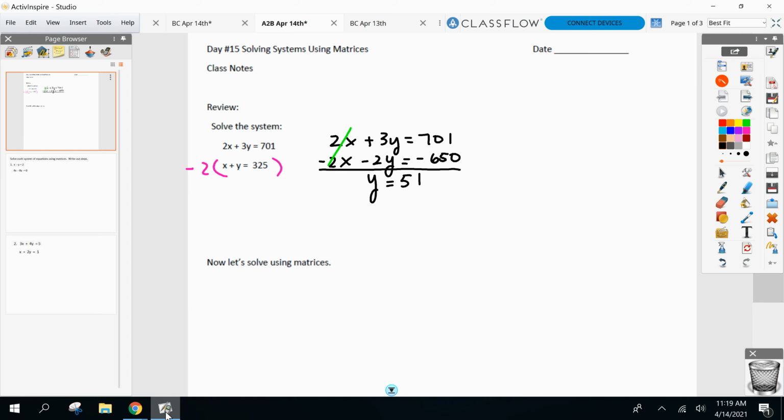Dan, how do I find the x value if I have y already? Oh, you would just plug it in to one of the equations. Yeah, probably plug it into the second one because that looks a little easier, right? So x plus 51 equals 325. And then everyone moves over the 51, and they get x equal to 274. All right, so no problem. We can all do that.